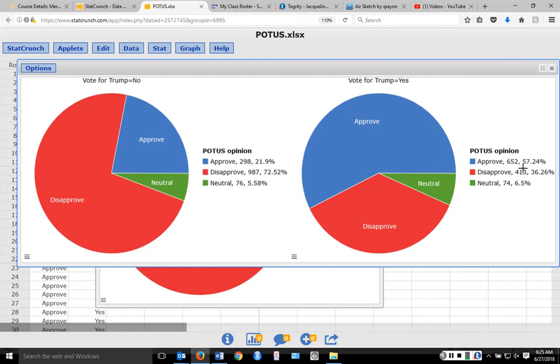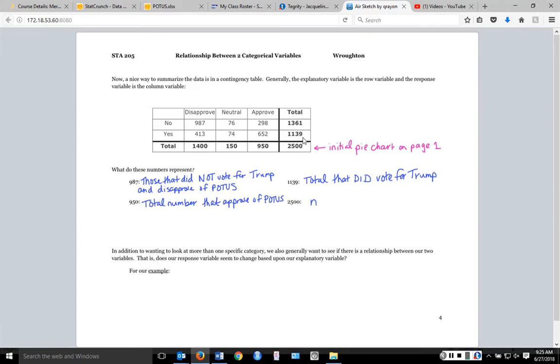Very similar to the yes row, our numbers are over here. 413 disapproved, 74 were neutral, and 652 approved. And if I add up all those numbers, I get our 1,139 that we see here. So these 2 rows, we see in our pie charts when we had 2 separate ones, so when they were broken up based upon voting for Trump. So these numbers are not really new. It's just a quick way of summarizing all 3 pie charts really in one table.